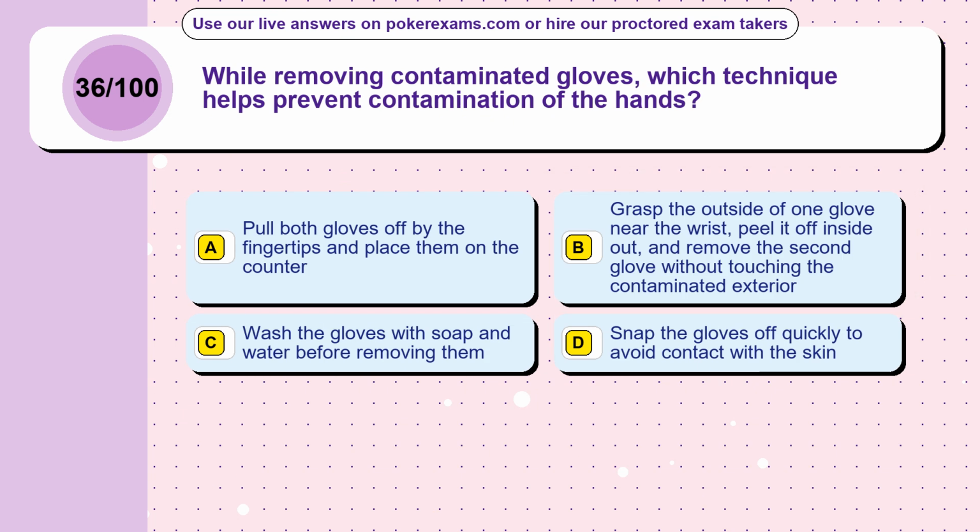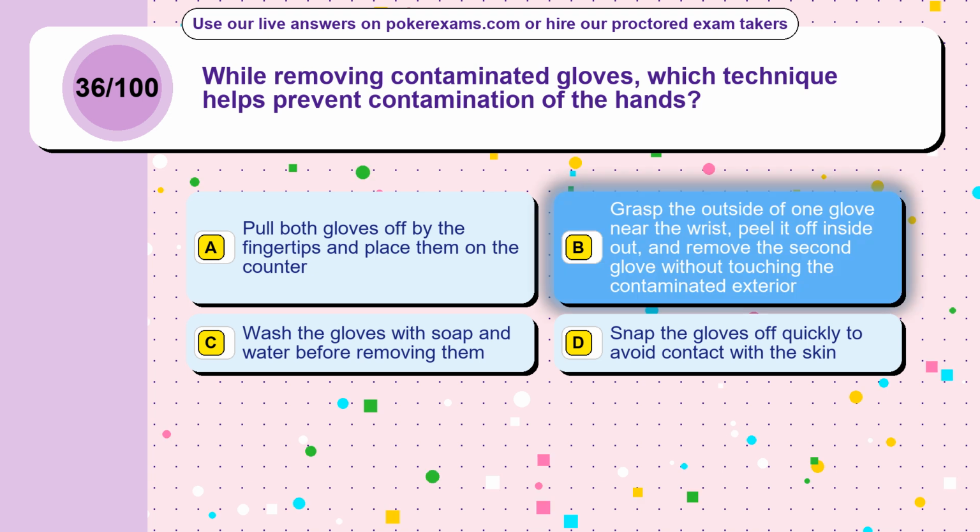Question 36. While removing contaminated gloves, which technique helps prevent contamination of the hands? Option A. Pull both gloves off by the fingertips and place them on the counter. Option B. Grasp the outside of one glove near the wrist, peel it off inside out, and remove the second glove without touching the contaminated exterior. Option C. Wash the gloves with soap and water before removing them. Option D. Snap the gloves off quickly to avoid contact with the skin.